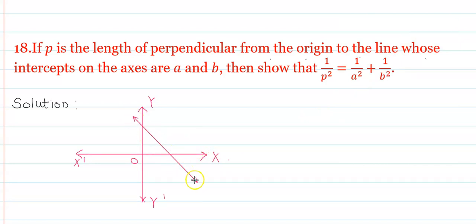This is the line whose equation is x upon a plus y upon b is equal to 1. Okay, now the perpendicular from this origin is p. p is the length of the perpendicular, PM is the perpendicular, O is the origin.